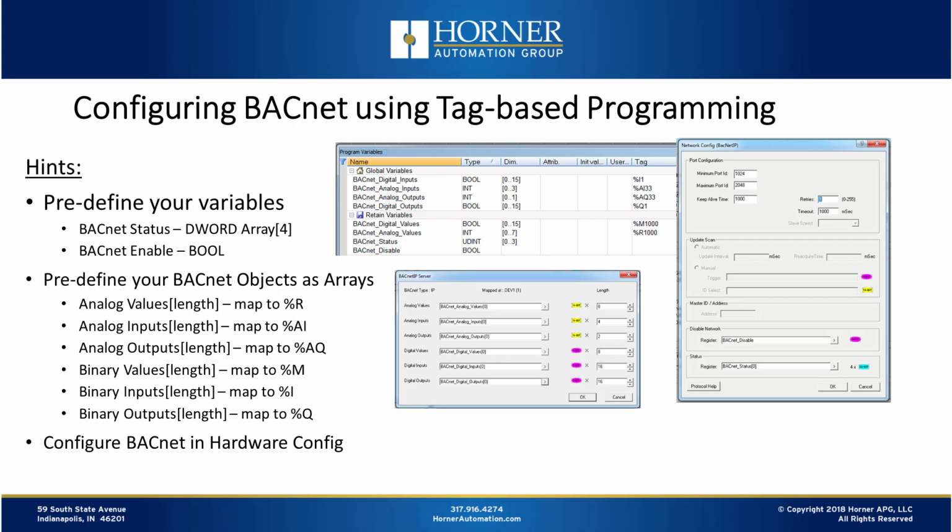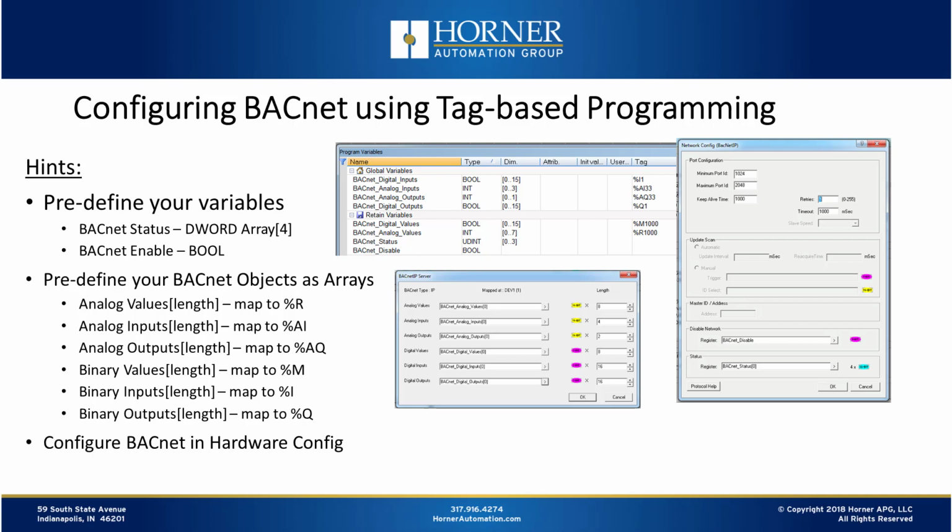And then for the data that you're going to be mapping to your BACnet objects, you'll want to create predefined variable arrays for each of those. Those array sizes are going to match the number of instances that you need for each of those object types.